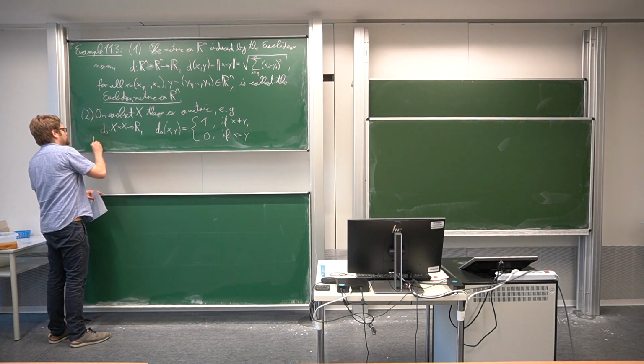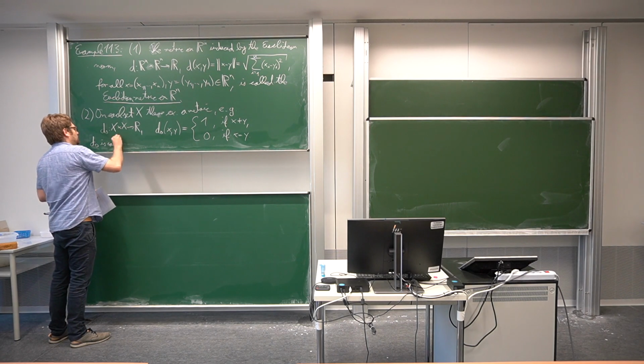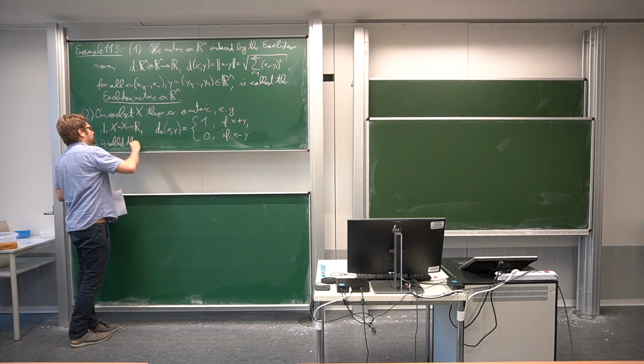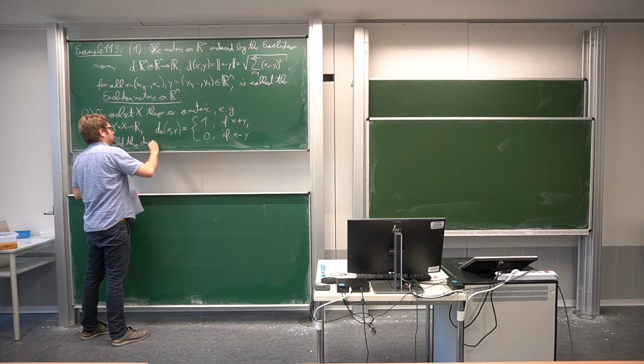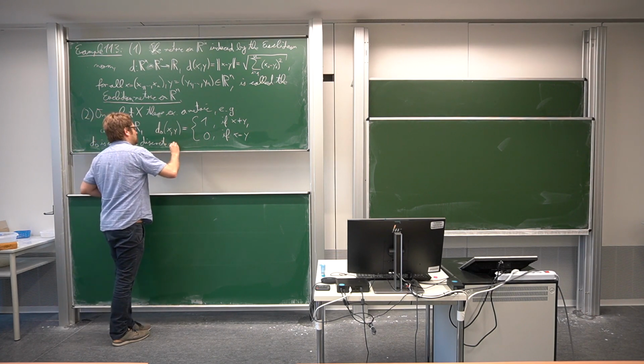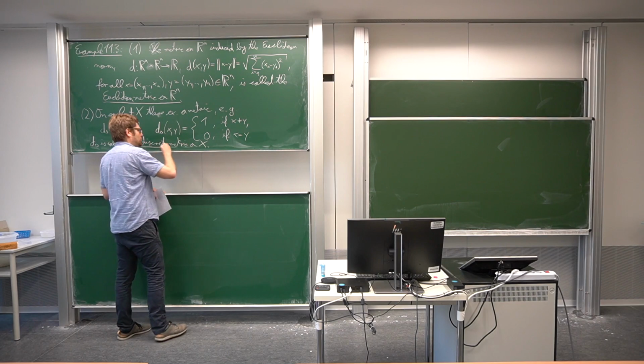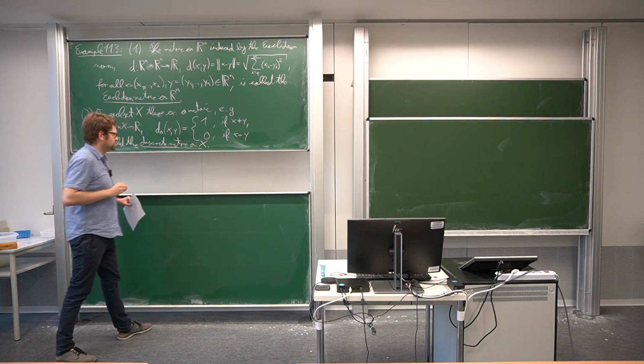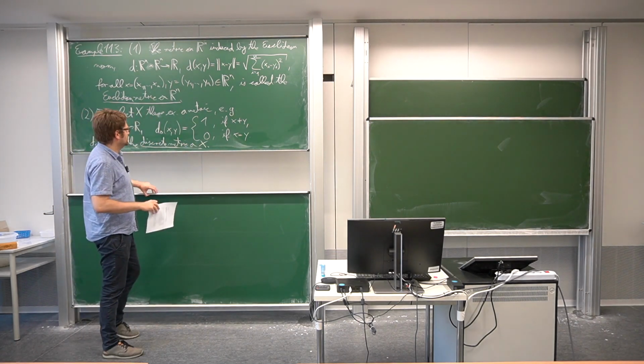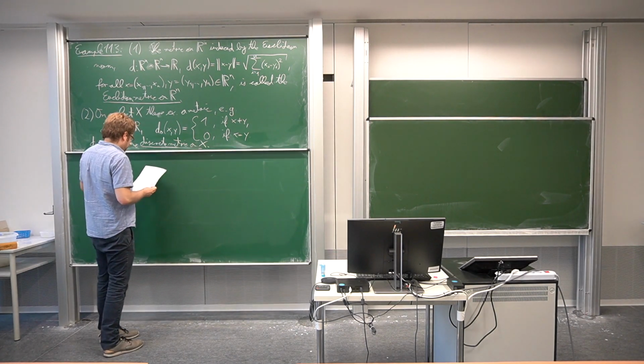So D0 is called the discrete metric on X. I would have to elaborate a lot more about metric spaces to explain this name, so let's keep it at that. So it's just the name discrete metric.